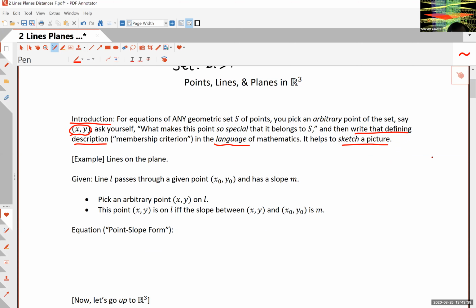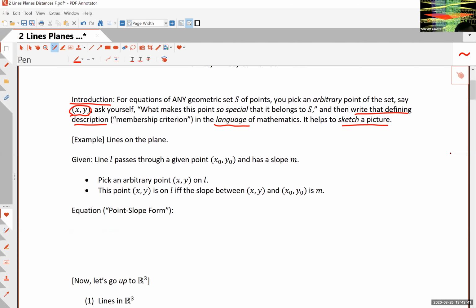All right, it also helps you sketch pictures. So here's an example. You know all about lines. Ever since Algebra 1, you have been studying lines on the plane, okay? So let's look at a line L that passes through the given point (x naught, y naught) and has the slope m. So here's a picture. It does go through this point, (x naught, y naught). Okay, it's a fixed point. And let's say this line goes through (x naught, y naught) and has a slope m.